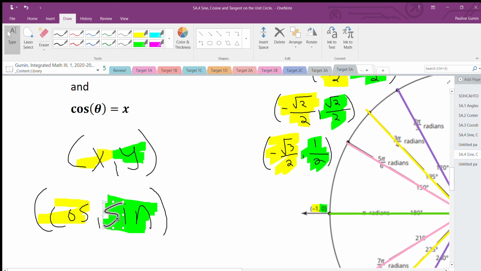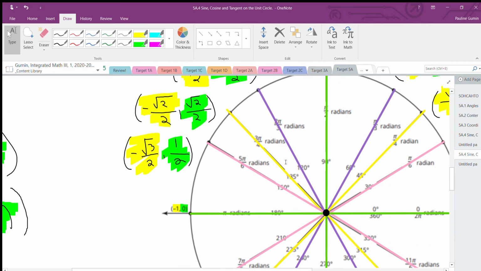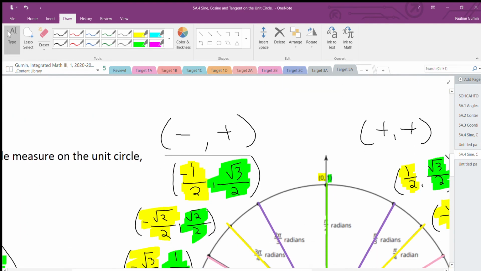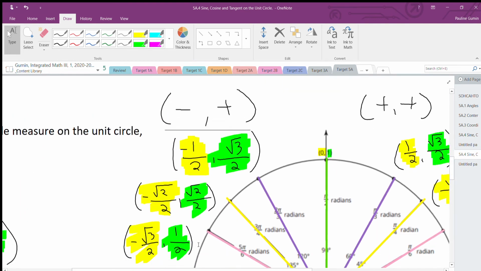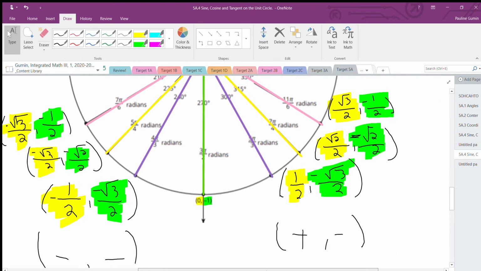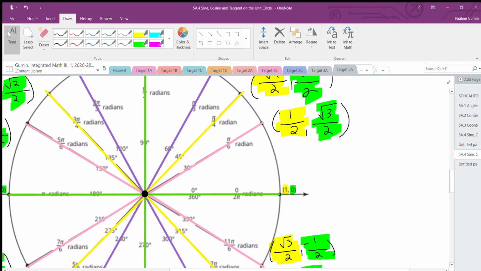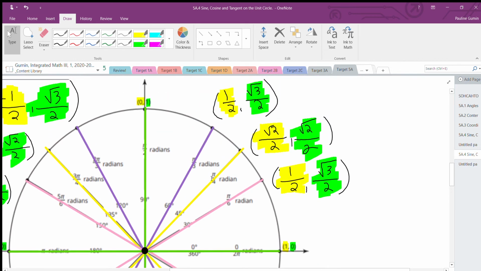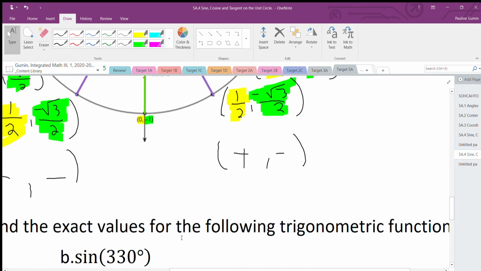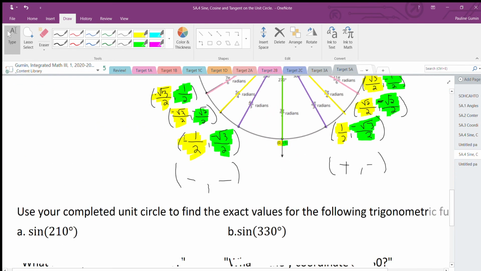Cosine, sine. So let's say I asked you, hey, what is the cosine of 150 degrees? Well, you would look at 150, look at its points, and tell me the x-coordinate, negative square root of 3 over 2. If I said, hey, what is the sine of 45 degrees? Let's find 45. There it is. Sine means my y coordinate, root 2 over 2. Let's do a couple examples down here.